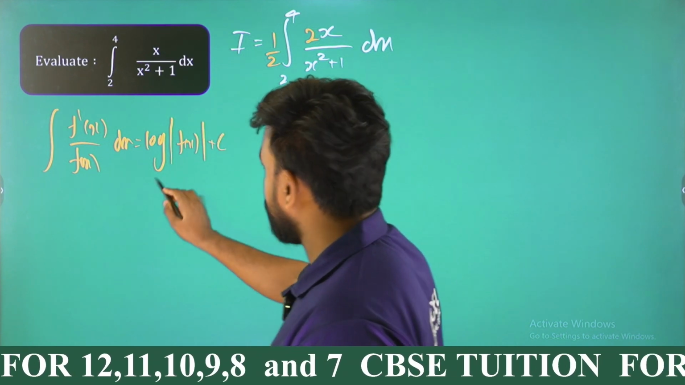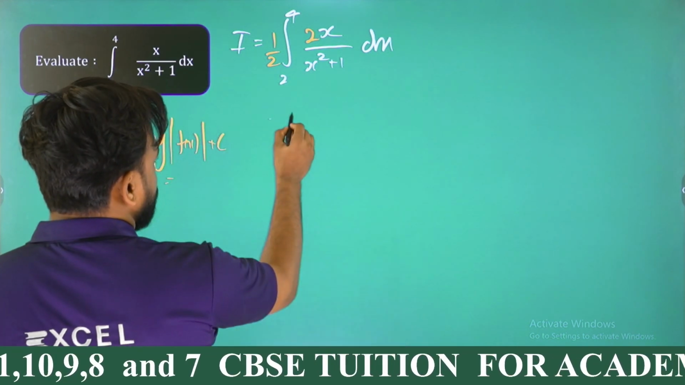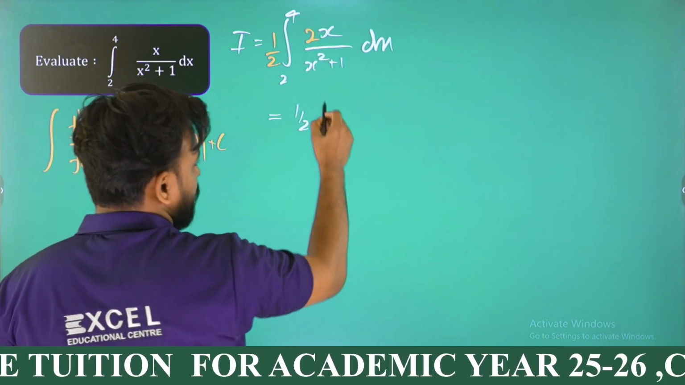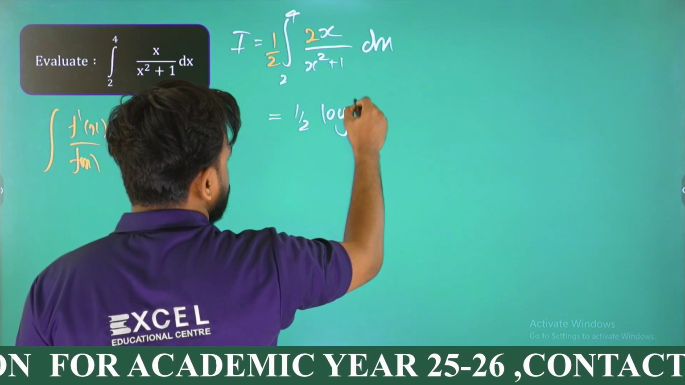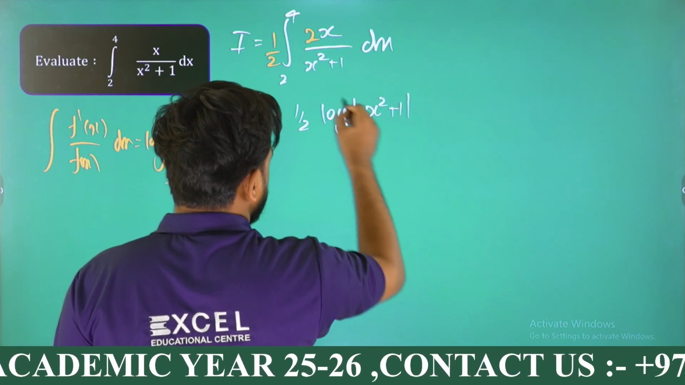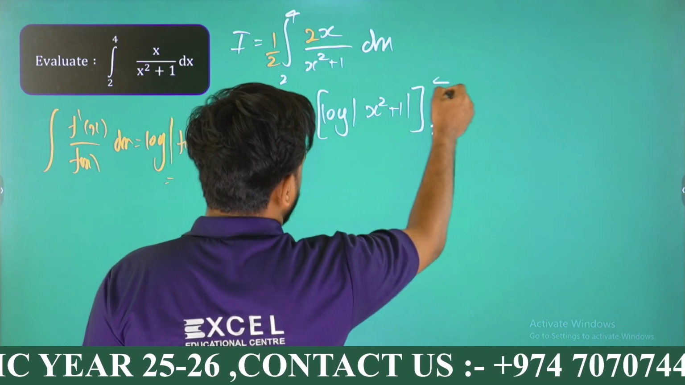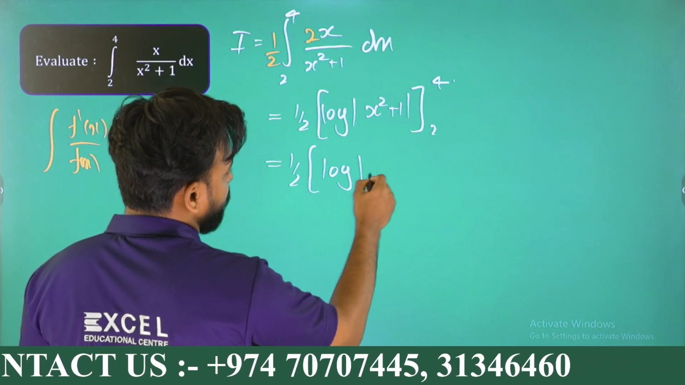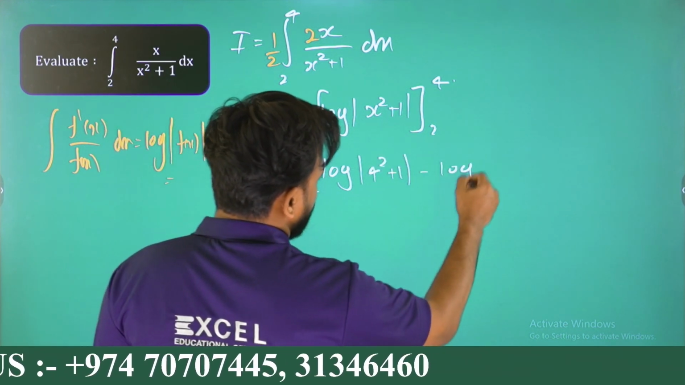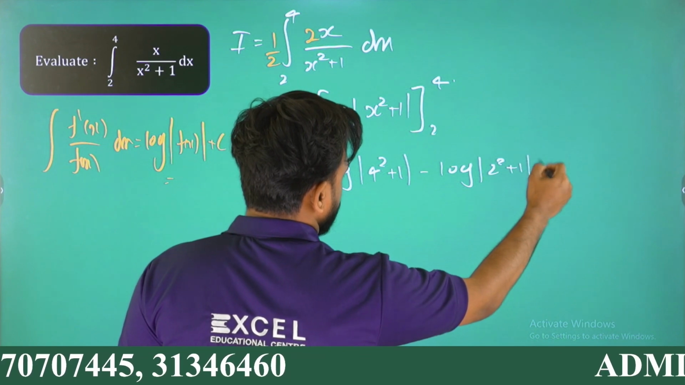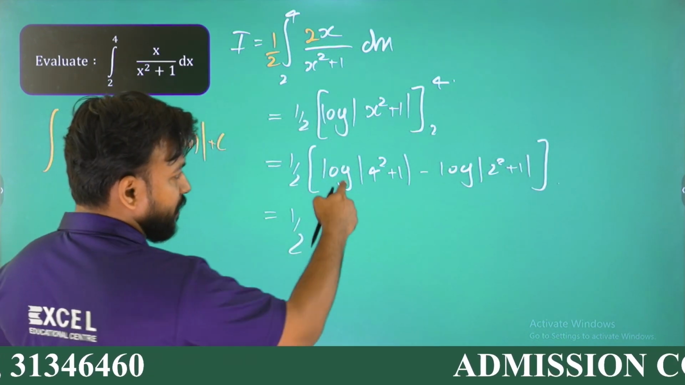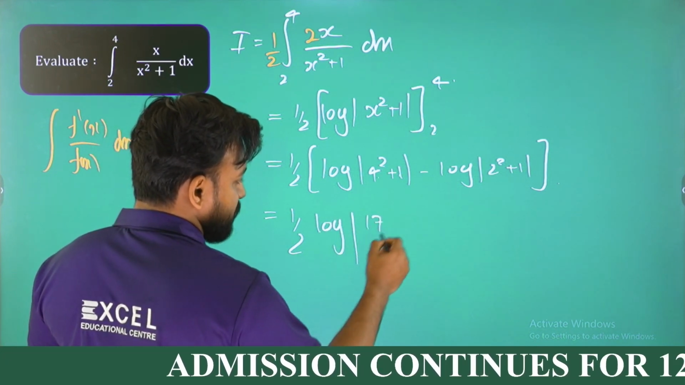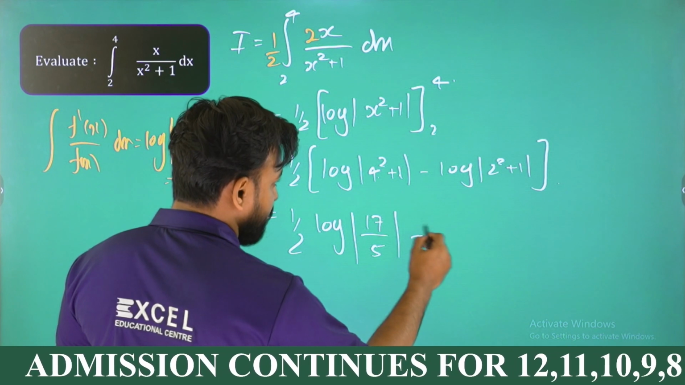So it's equal to half, and the integral of f dash of x by f of x is log mod f of x, from 2 to 4. So half is there. Apply the upper limit first: log of 4 square plus 1, minus log of, applying the lower limit, 2 square plus 1. Hence half, and log a minus log b is log a by b. Log of 16 plus 1, 17 by 5, plus c.